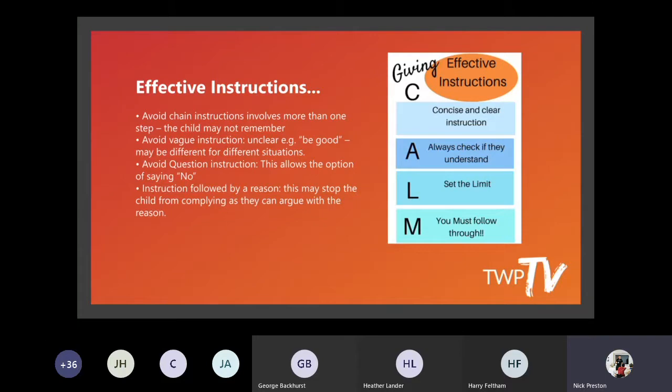So it's important: effective instructions are clear and concise. Check for understanding.